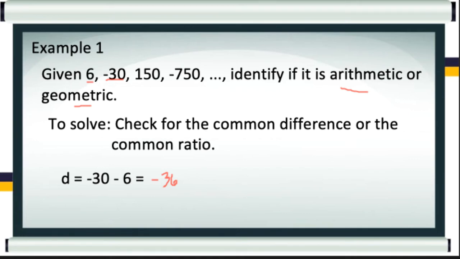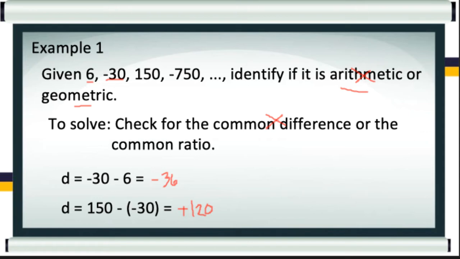Let us solve one more and we will try 150 minus negative 30. That is equal to 120. Now since both answers vary, for sure this sequence is not an arithmetic sequence. But we still need to prove also if this sequence is geometric. So we need to solve for the common ratio, the R. And to find the R, we need to divide any term by the term before it.